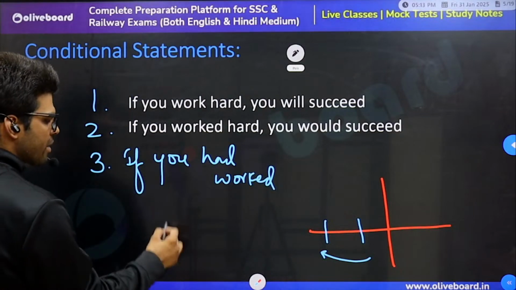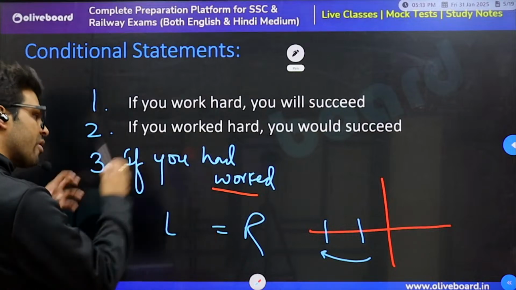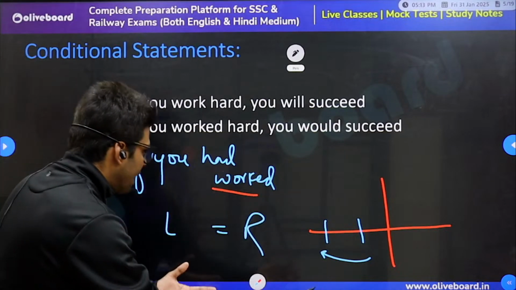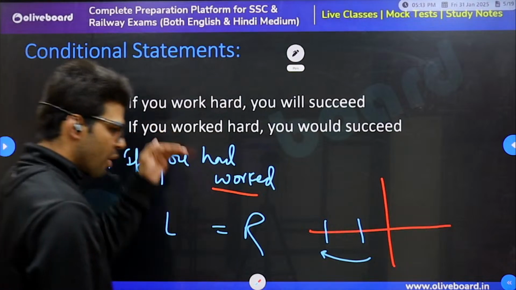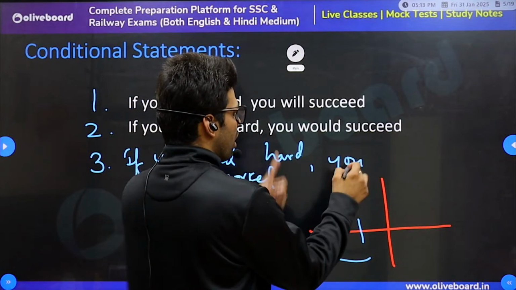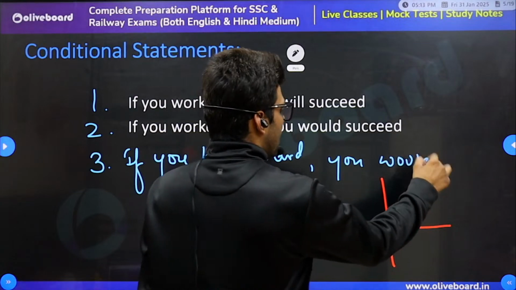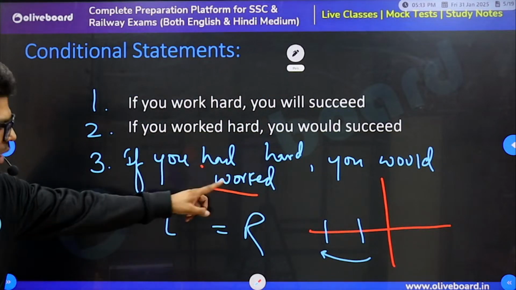Remember mathematics, LHS equal to RHS? You have transformed this sentence into past perfect. Then the dependent sentence also should be in past perfect. So if you had worked hard, hard will be the same adverb. You, the pronoun, would, the same one. But now that should also be in perfect tense. So it should have and a third form after that.